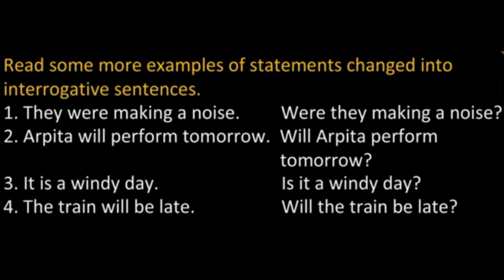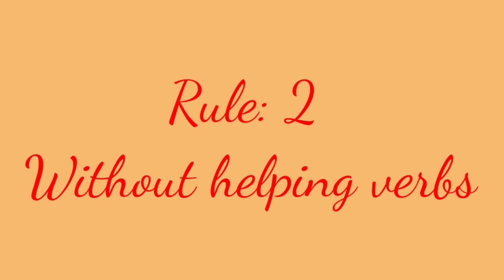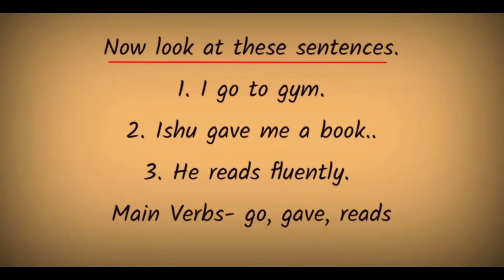Now, let's look at those sentences which don't have helping verbs. So, the second rule is to frame questions without helping verbs. Now look at these sentences. I go to gym. Ishu gave me a book. He reads fluently. In these sentences, we don't have helping verbs. We have only the main verbs. Go, gave, reads. So, children, how will we make questions when we don't have any helping verbs?